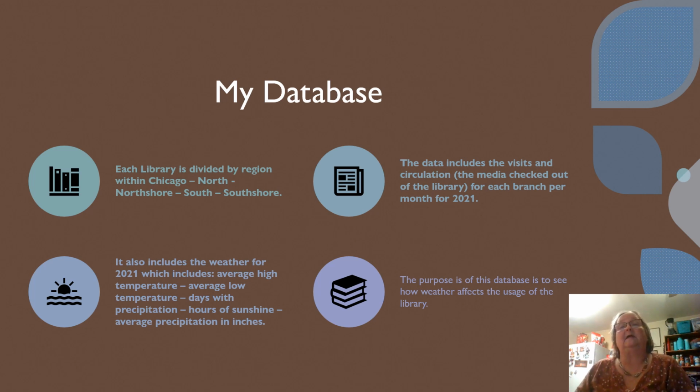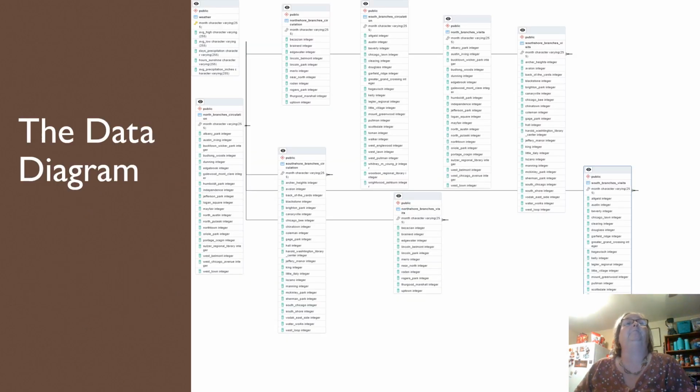The purpose of this database is to see how weather affects the usage of the library in Chicago. This is a picture of the diagram which shows each of the branches and what part of the city they're in and how it's related to the weather.